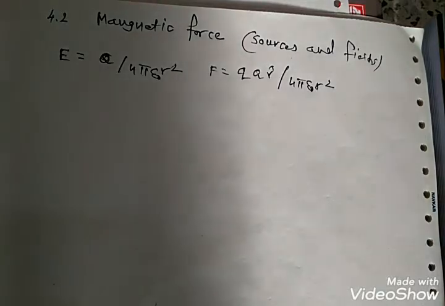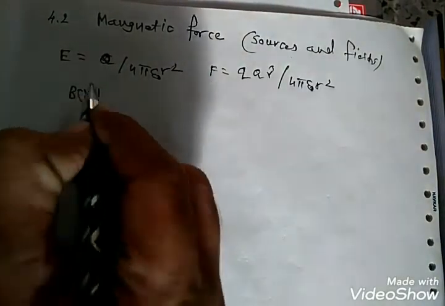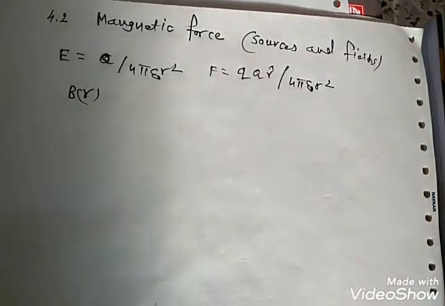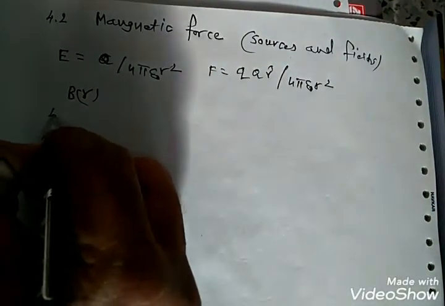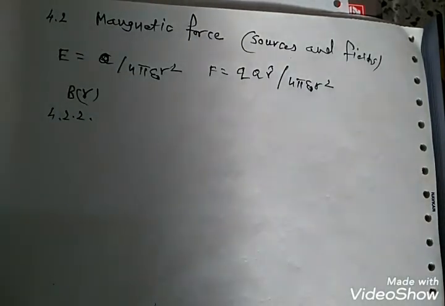Currents and moving charges produce, in addition, a magnetic field denoted by B. Now the second point is 4.2.2 magnetic field and Lorentz force.